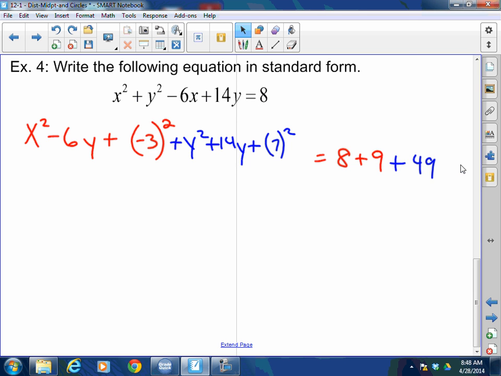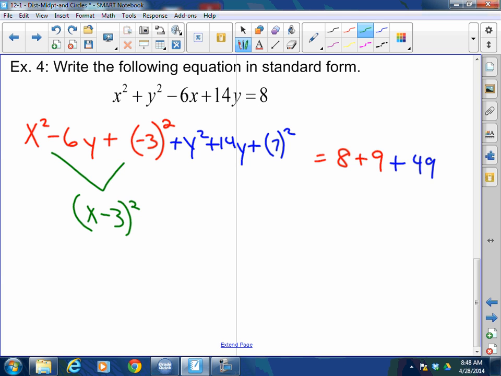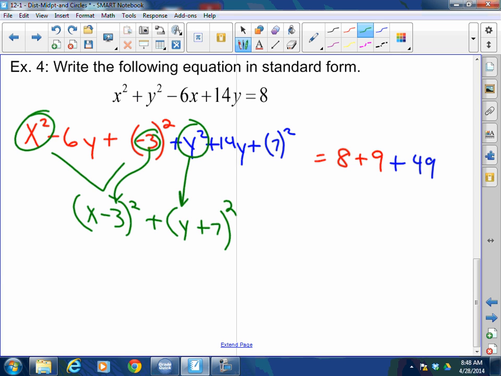And now in green, I'll finish it up. I'll make a perfect square here. That's x minus 3 squared. Remember, square root of the first, inside of the b over 2 squared, plus y plus 7 squared. Remember, square root of y squared goes there. Inside of the b over 2 squared goes there. And that's going to equal 58, 64? No, 66. I'm wrong. Yeah, because 66. Perfect.